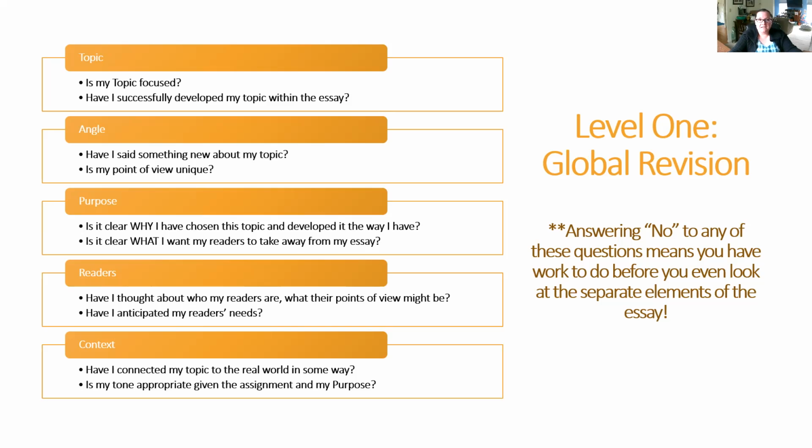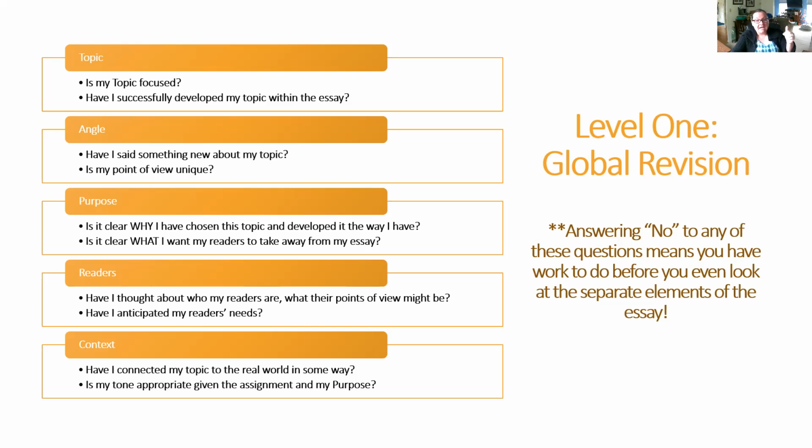And then the context. Have you connected your topic to the real world in some way? I'm sure all of you are, given the topics you have to choose from. But more importantly, is your tone appropriate, right? So you don't want to be super formal and academic and stuffy and sound almost like an academic robot, but you can't be too informal either, right? You have to find that perfect balance. You want it to be professional, but approachable.